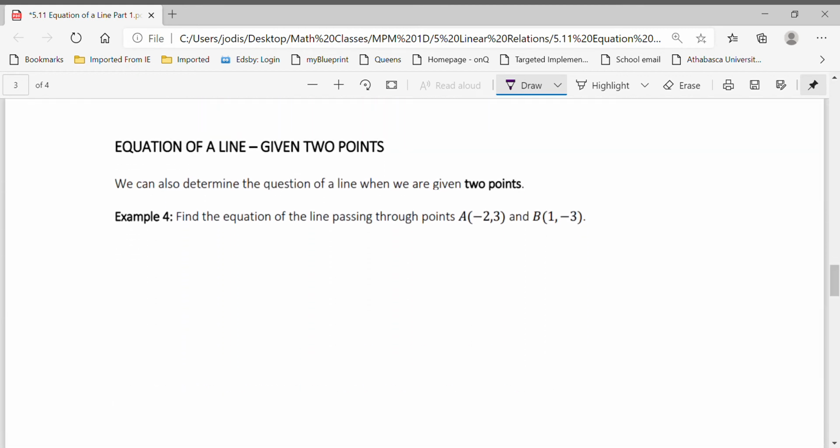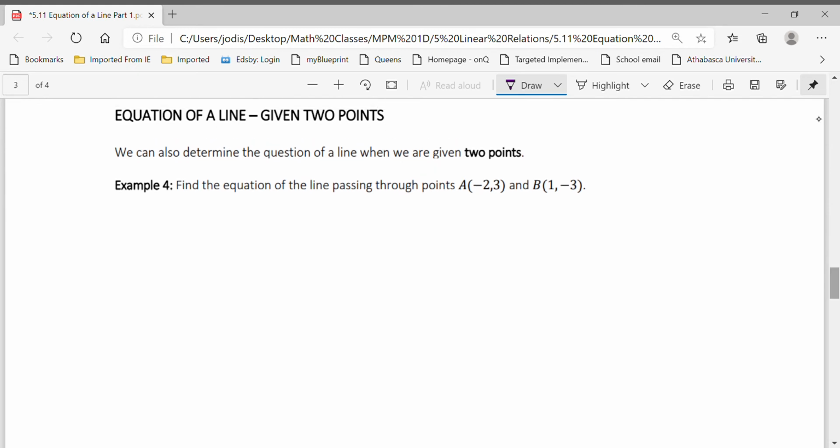So next, we're going to try to find the equation of a line given 2 points on that line. Okay, so this time we're not being given a slope, we just know that we have 2 points on our line. So here we want to find the equation of a line passing through point A, negative 2, 3, and B, 1, negative 3. So the first thing that we're going to need to do is find out what the slope is. And since we have 2 points, we can plug it into our slope formula.